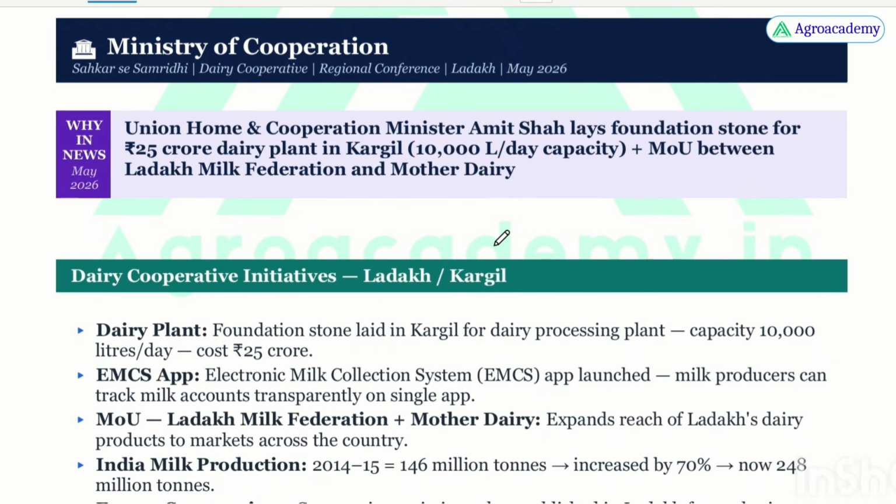Next comes the Ministry of Cooperation. Why was it in news? Because Union Home and Cooperation Minister Amit Shah has laid the foundation stone for a dairy plant in Kargil, which has a capacity of 10,000 litres per day. You need to remember this: in Kargil, the capacity is 10,000 litres per day. And a memorandum of understanding between Ladakh Milk Federation and Mother Dairy has been signed.